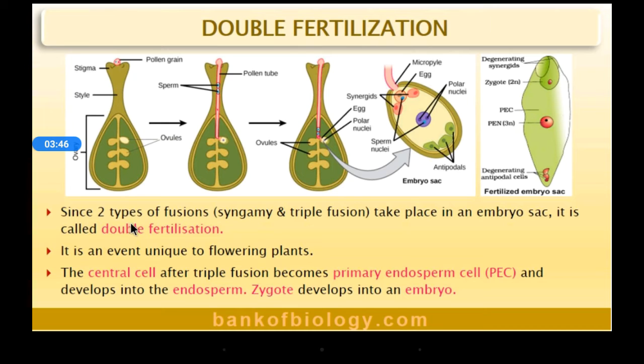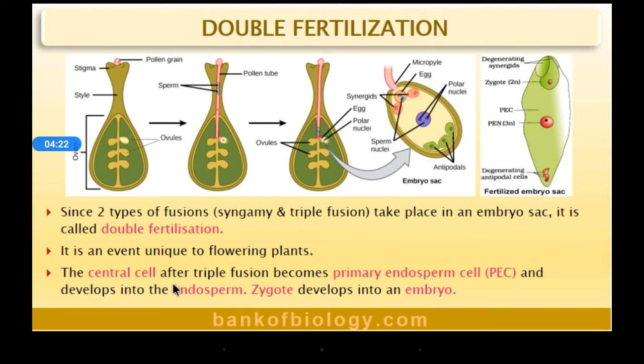Since two types of fusion take place in the embryo sac, one is syngamy, fertilization with the egg cell, and the other is triple fusion with the central cell, that is, the polar nuclei, it is called double fertilization. I hope it is clear. One fusion with the egg cell, the second fusion with the polar nuclei of the central cell. So two fusions are taking place, and the fertilization is called double fertilization.